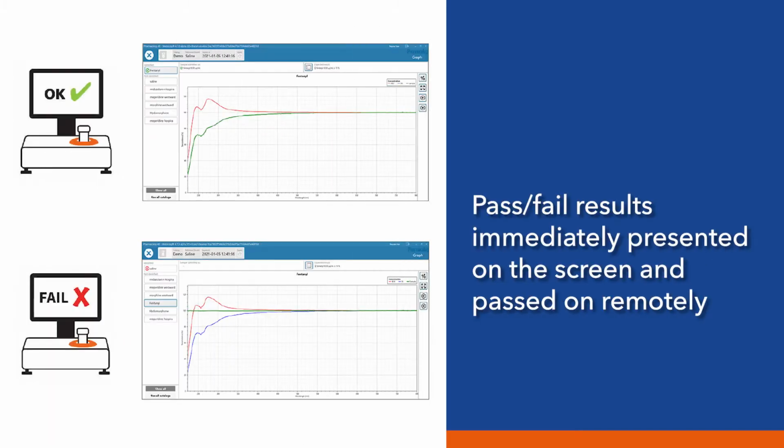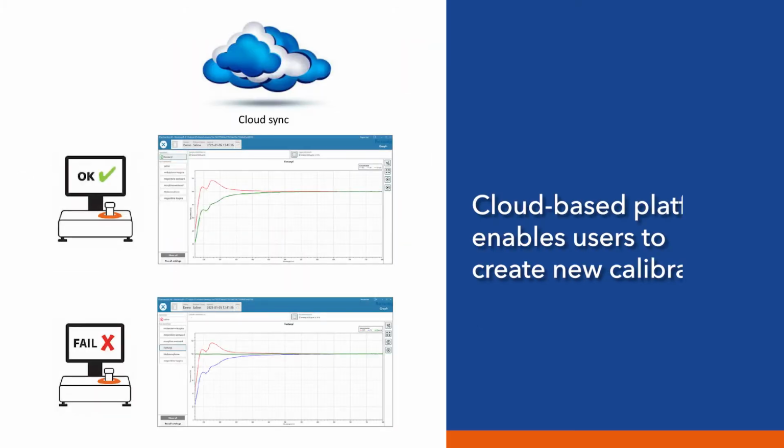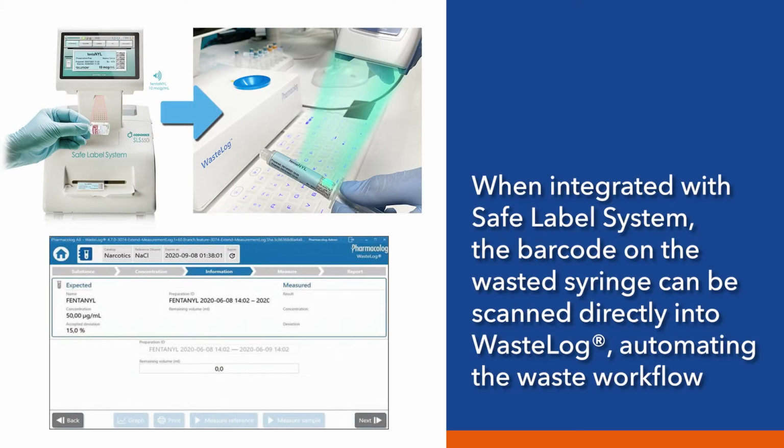Pass-fail results are immediately presented to the user and can be shared with third-party diversion analytics software. It uses a cloud-based platform and enables administrators to seamlessly create new calibrations as required. When integrated with Codonics Safe Label System, the barcode on the wasted syringe can be scanned directly into the WasteLog system to electronically document the drug and concentration, helping to automate the waste workflow.